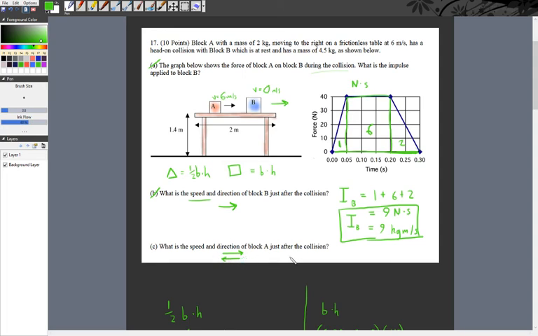But you know what we do know? We know the impulse on block A is going to be equal to -9 kilogram meters per second. Do you guys know why that is? Because the impulse is equal and opposite on block A. The impulse is equal and opposite to the impulse that block A gave to B. All right? So I already know the impulse.